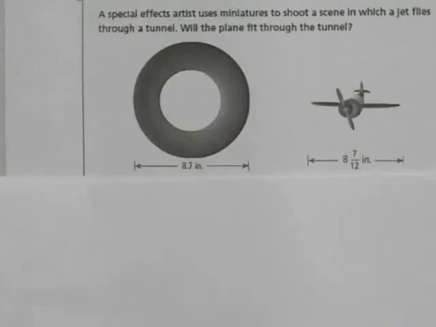So from this diagram, we can see that the tunnel has a width of 8.7 or 8 7/10 inches, and the plane is 8 7/12 inches wide. So what I'm going to do is convert 8 7/12 inches into decimal form. I'm going to move this paper so that I have enough room to work, and let's see what we can do. All right, 8 7/12.